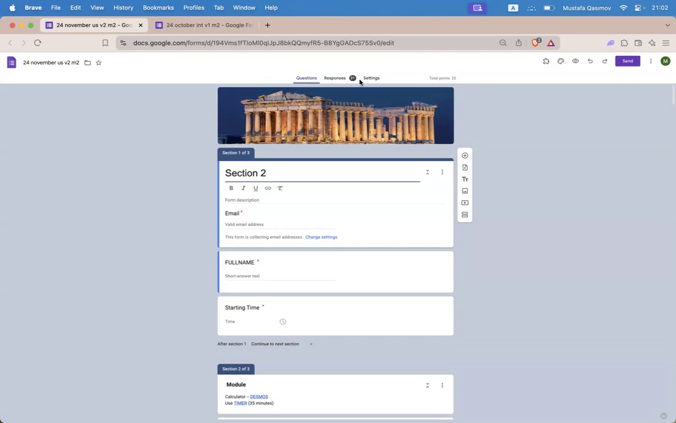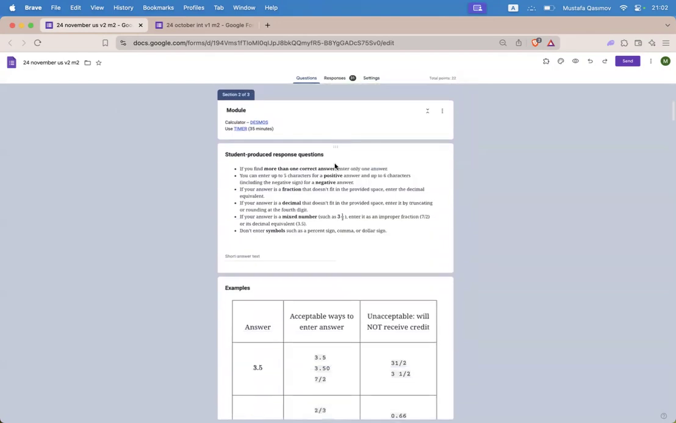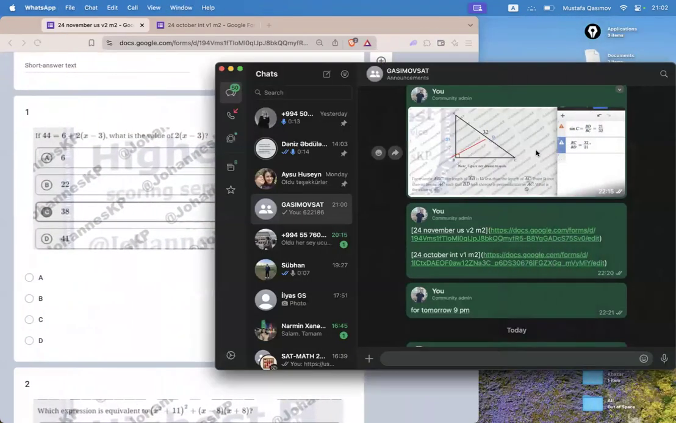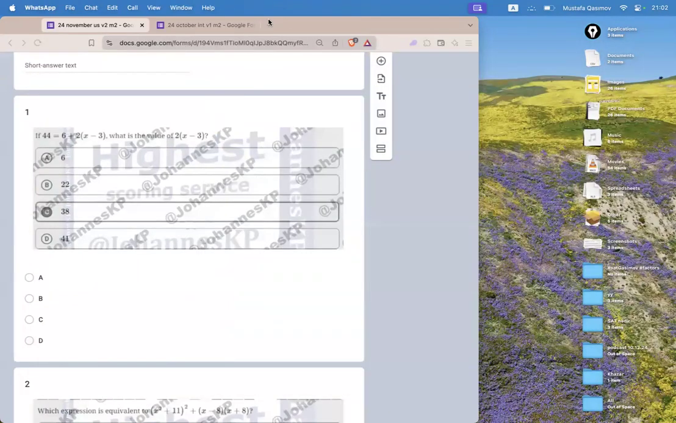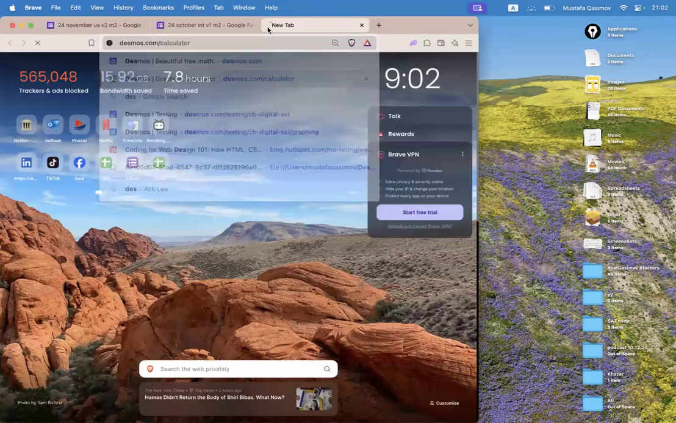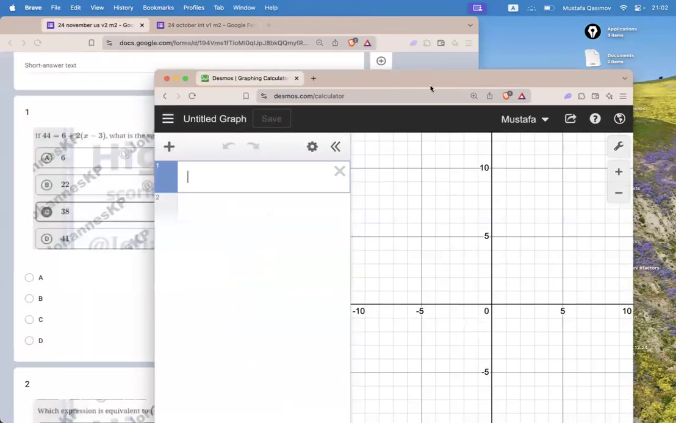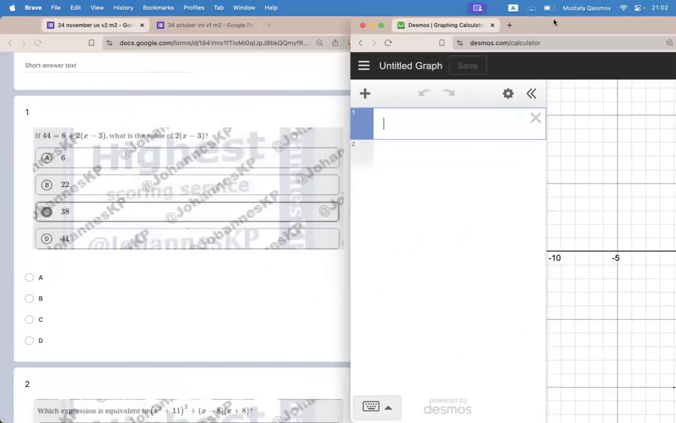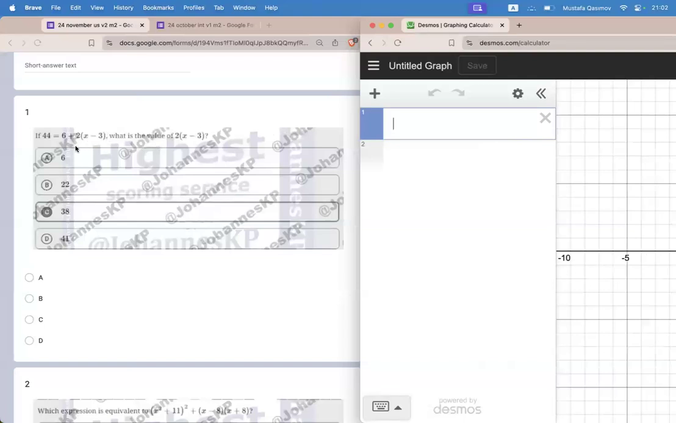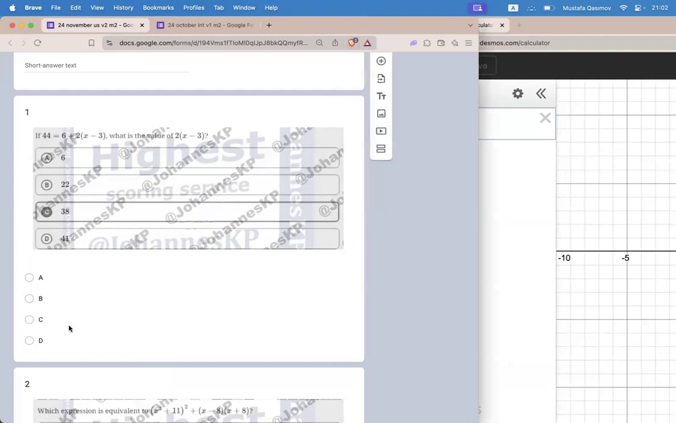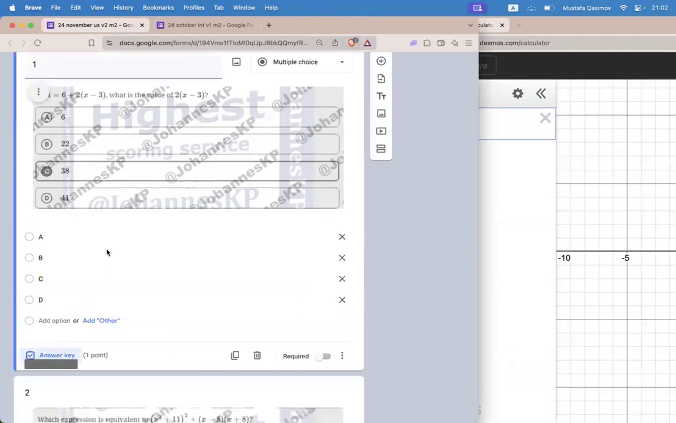Okay, let's start from November US version 2 model 2. First one, we have to just wait 1 minute. Okay, for the first one, we have to just make 6 to the first side, it will be 38, so the answer is 38C.